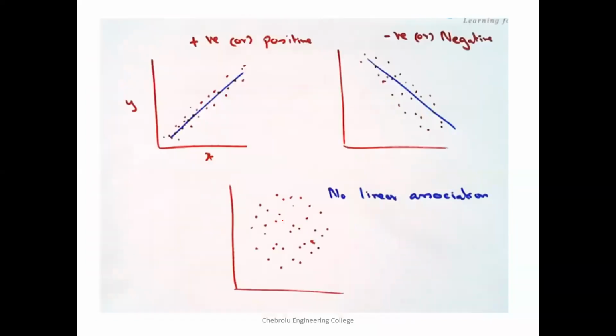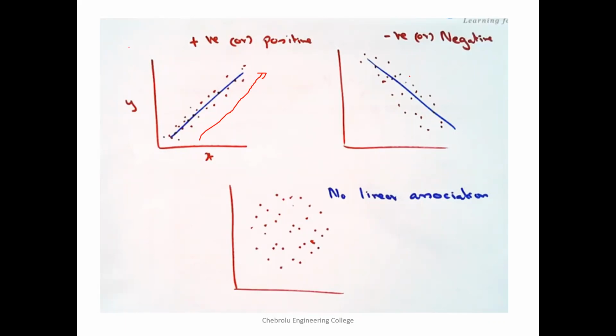These are the positive ones. This is called a positive relationship. That is, when a graph is plotted on x and y, if the line goes up in this direction, it is called a positive relation. That is, if x increases, y also increases.